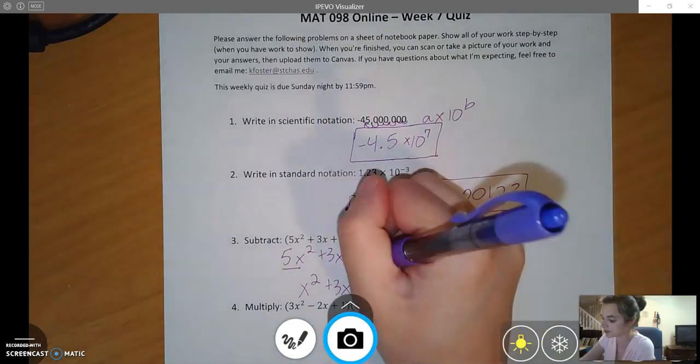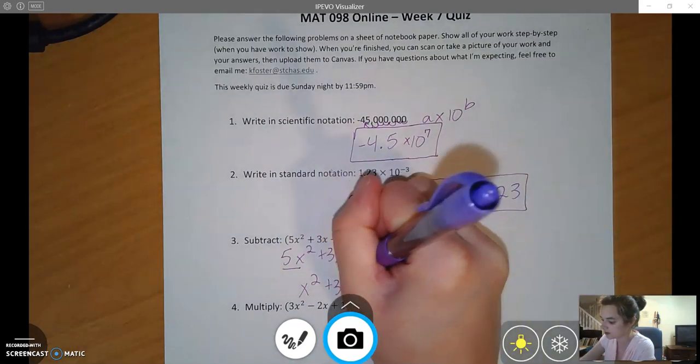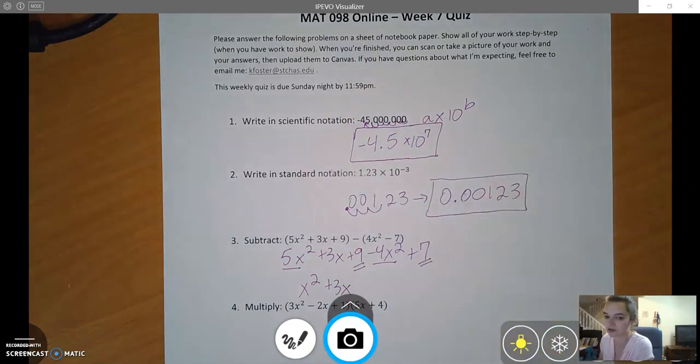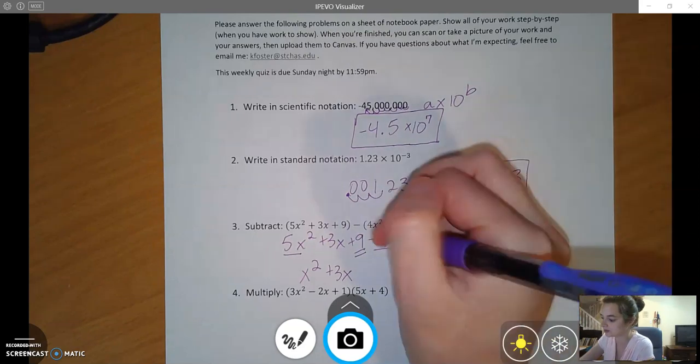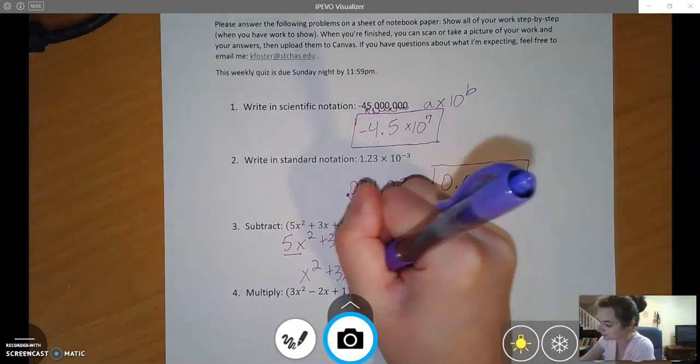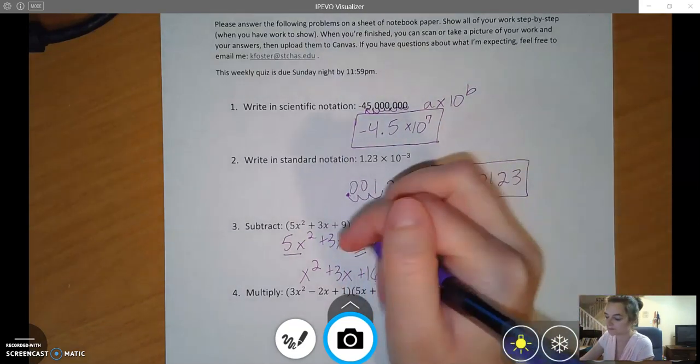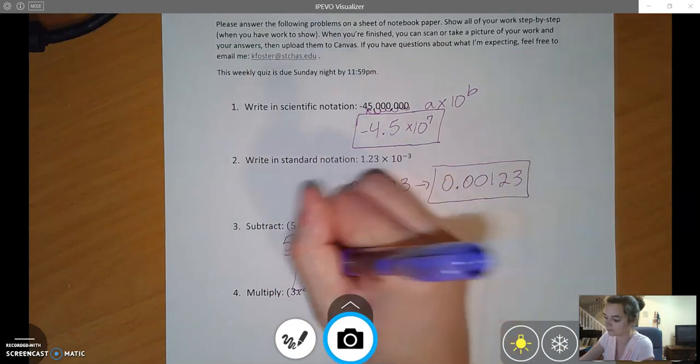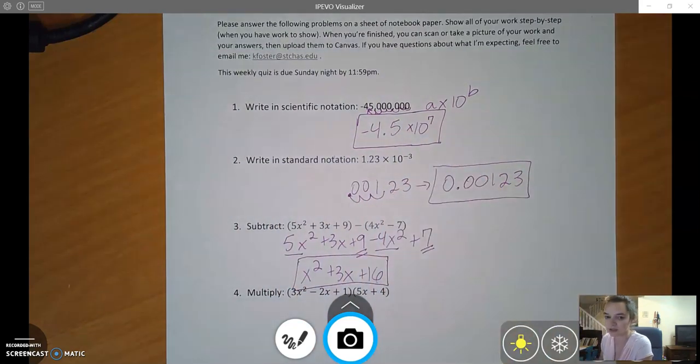Then I also have like terms over here. I've got just the plain old numbers 9 and 7. Those are called constants. And the constant 9 plus 7 would be 16. Okay. That's my answer. I don't have any other like terms because x squared and x's, even though they're the same variable, they don't have the same exponent.